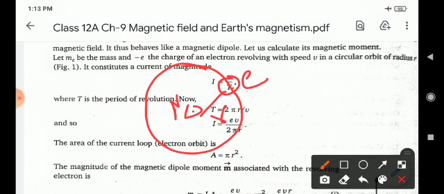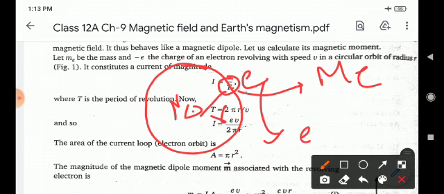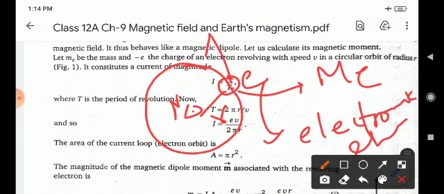Children, an electron revolving in an orbit about the nucleus of an atom is a minute current loop and produces a magnetic field surrounding it. It thus behaves like a magnetic dipole. Let us calculate the magnetic moment. Here, me is the mass and e is the electronic charge and small v the speed.